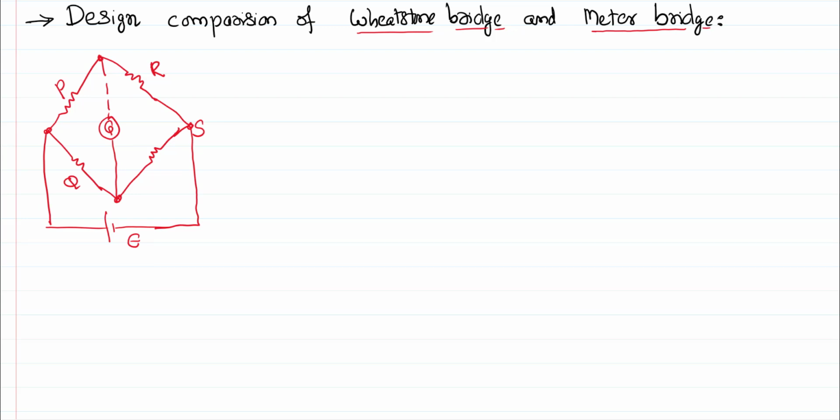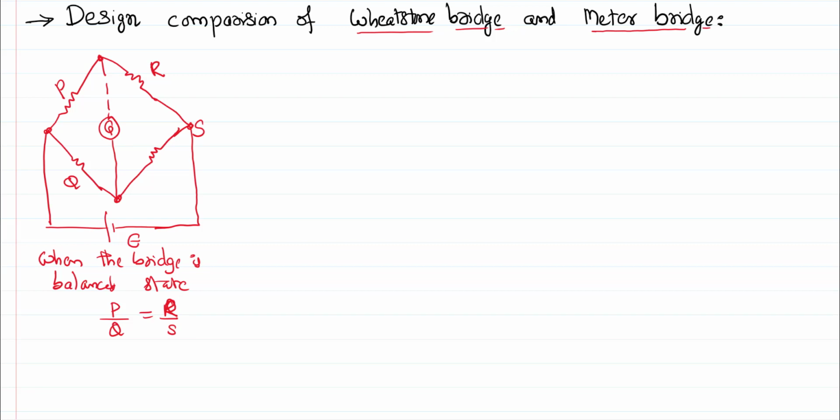So, when the bridge is in a balanced state, the resistors have a relation like P by Q equal to R by S. This is what we already know in a Wheatstone bridge.